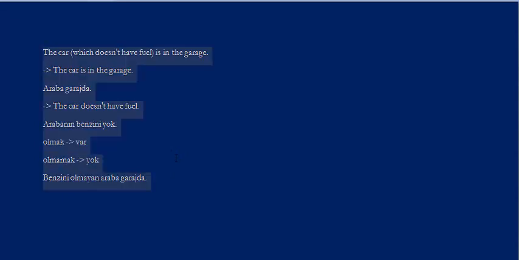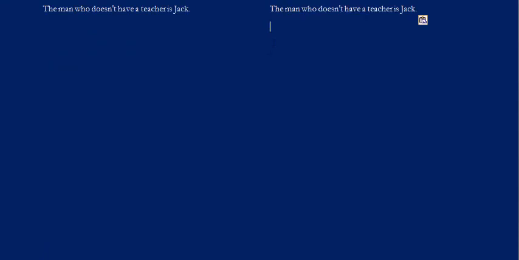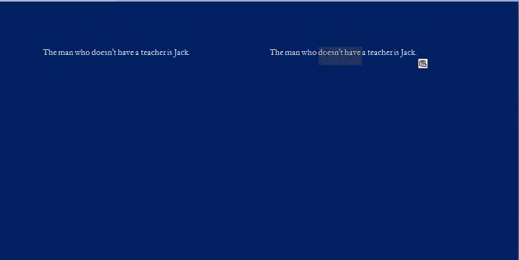For example, the man who doesn't have a teacher is Jack. And I'm gonna use the other sentence, so I'm gonna keep pushing enter. Okay. The man who isn't a teacher is Jack. Okay, let's work on these two sentences. Again, the only difference is gonna be the possessive or not. Okay, if you have the verb to have, you're gonna use the possessive. If you don't have the verb to have, you don't use the possessive.